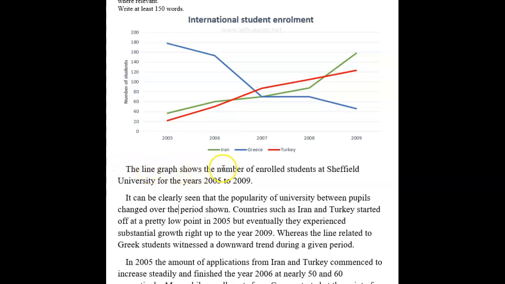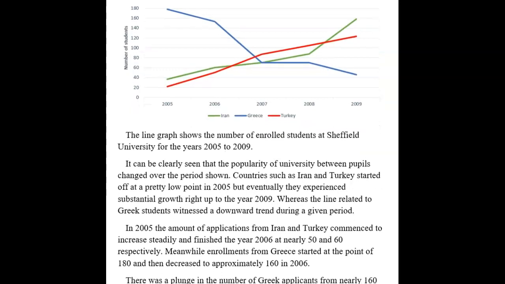The line graph shows the number of enrolled students at Sheffield from Iran, Greece, and Turkey for the years, okay? And that would have been okay. It's not the most fluid sentence. I think it could have been better written, but you need to include which countries are being discussed here, okay? That really does go in your introduction.